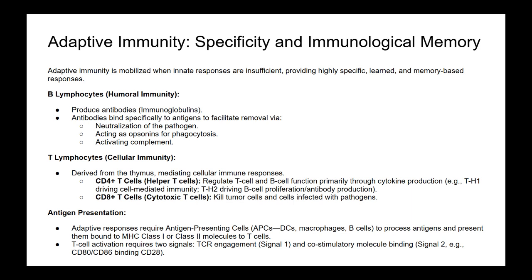And these helper T cells can push the response in different directions. Yes, they can differentiate into subtypes. For example, Th1 cells tend to drive cell-mediated immunity, boosting those cytotoxic T cells. Th2 cells, on the other hand, tend to promote B-cell proliferation and antibody production, supporting the humoral response.